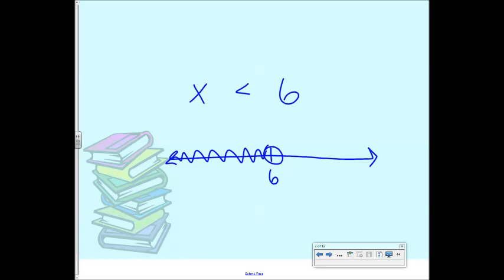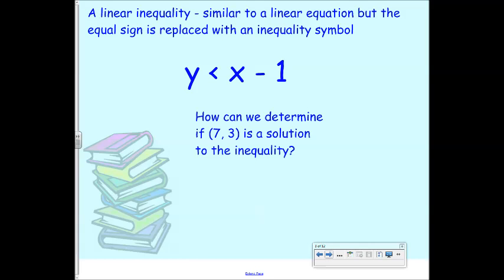Now, what we're talking about today is if you had something like this: y is less than x minus 1. So I'm looking at an inequality, only instead of having one variable, it has how many variables? 2. Okay, that doesn't mean we can't do it. So let's take a look at this.